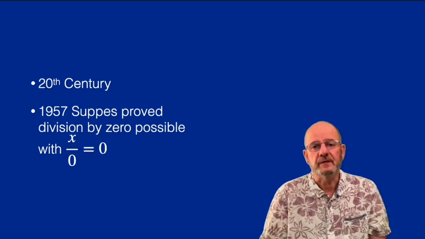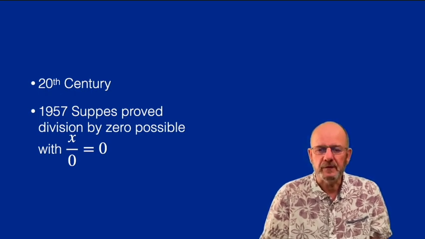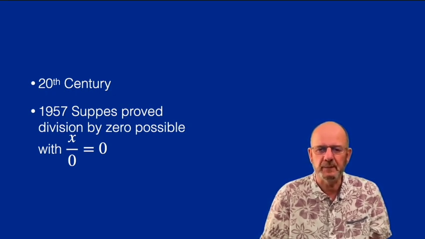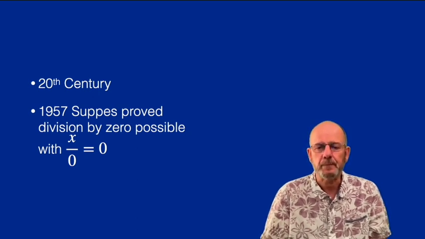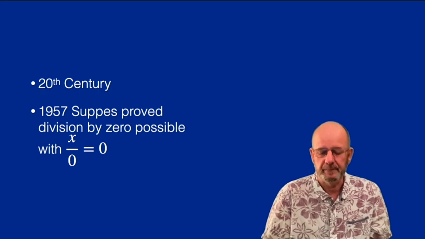In 1957, Suppes proved division by zero possible with x over 0 equals 0. Patrick Suppes was a logician. He worked on formalizing quantum physics. He was very knowledgeable about logic and mathematics, and he proved division by zero possible. Any time from 1957 onwards, if you're asked, is division by zero possible, the answer is yes.